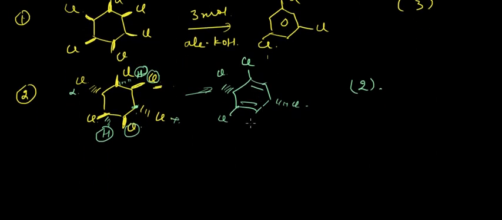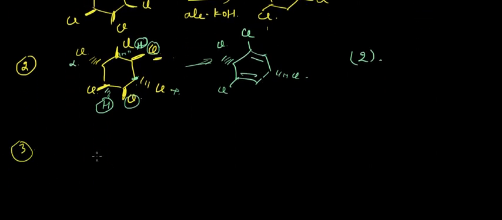Okay, let's jump into the next example. How many chlorine halogens can be replaced in this case?